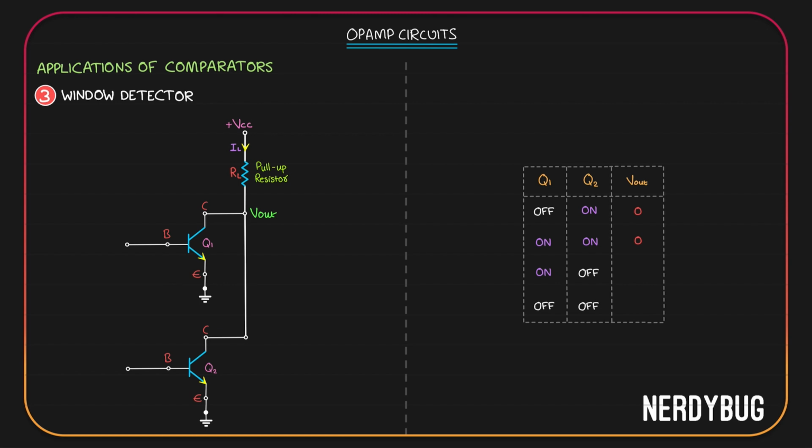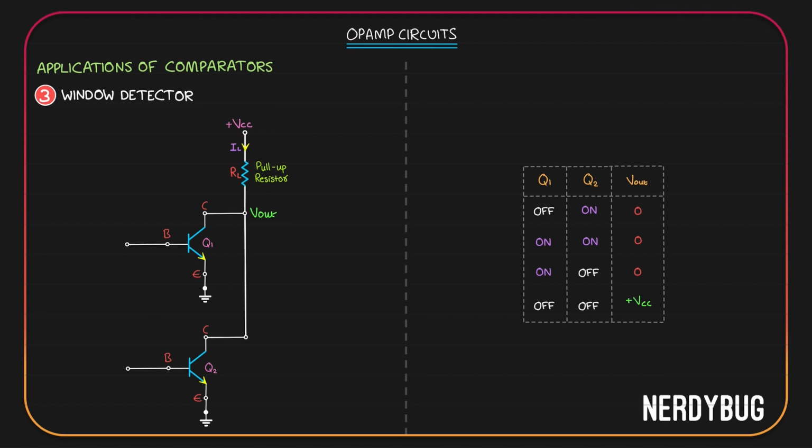In the third case, since Q2 is off, no current can flow through Q2, but still IL has a path to go to the ground through Q1. Again V out will be 0. Now in the final case, both are off, which means collector current for both these transistors is 0. There is no pathway for current through RL to go to the ground, which means no potential will drop across RL and V out will be equal to VCC, or RL pulls up V out to plus VCC.